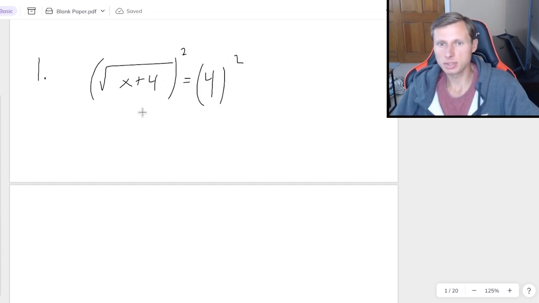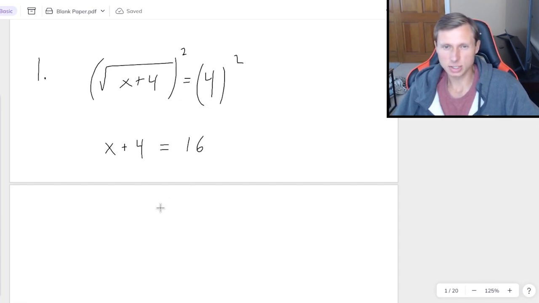We love squaring both sides with the square root because it simply cancels, leaving you with whatever's on the inside of the square root. That always just happens. And then on the right side, 4 squared, that's just 16. So then to solve for x, this one's very easy. I just subtract 4 from both sides, and we'll get x equals 12.